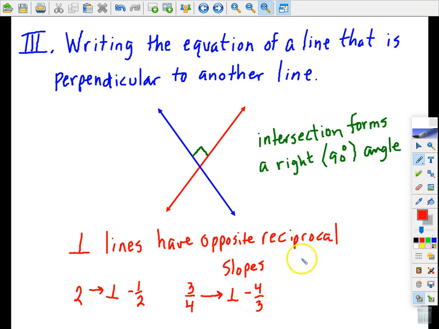All right, maybe one more. If a particular line has a slope of negative 1/5, then the line perpendicular to that would have a slope of 5. Flip it, 1/5 becomes 5/1, and then change it. Okay, opposite, reciprocal slopes when you're dealing with perpendicular lines.